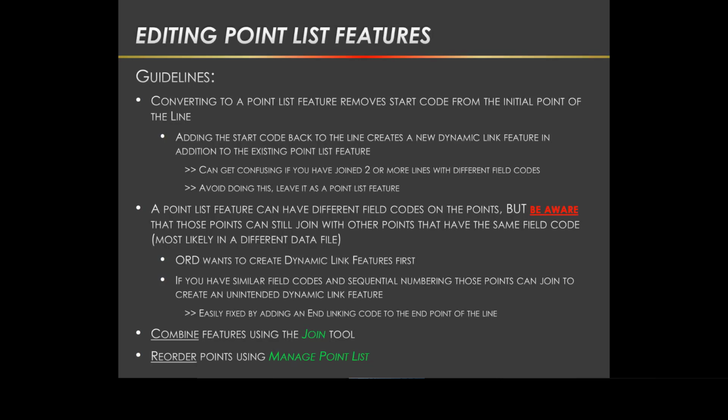Another guideline on point list features is you can combine them using the join tool, and you can reorder the points using your manage point list. So this is probably the biggest reason to convert a dynamic link feature to a point list feature: to combine 2 lines across different files or even in the same file, and then to reorder the points if you need to. But again, there are certain scenarios where if you have a dynamic link feature, you can do the same thing, but you have to have all the stars aligned, I guess is the best way to put it.